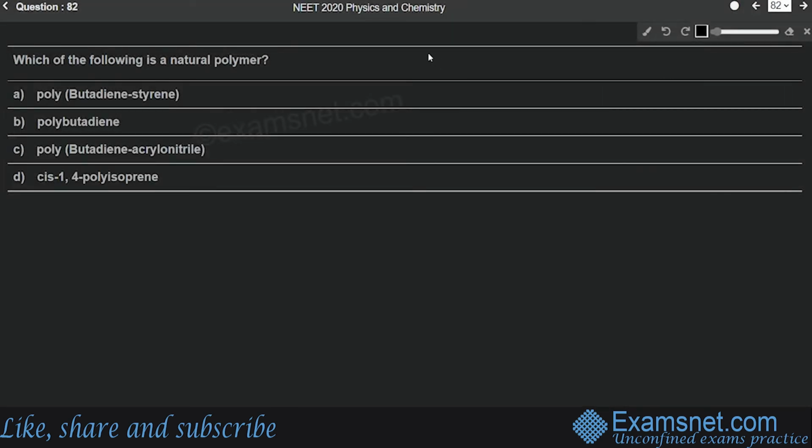Okay, now question number 82 is from the chapter polymers, and the question is, which of the following is a natural polymer? Option A is polybutadiene styrene, option B is polybutadiene, option C is polybutadiene acrylonitrile, and the last one is cis-1,4 polyisoprene. The correct option is option D, that is cis-1,4 polyisoprene, and this is nothing but natural rubber.